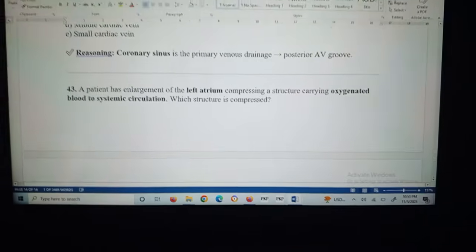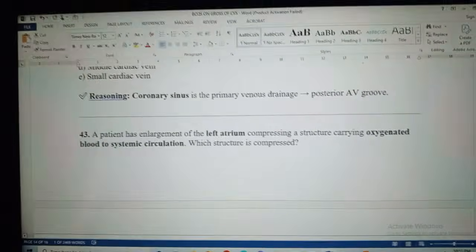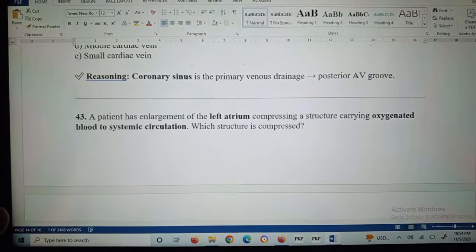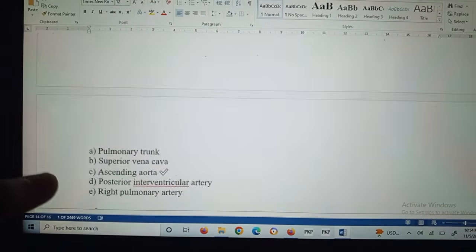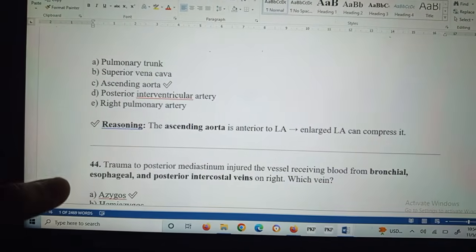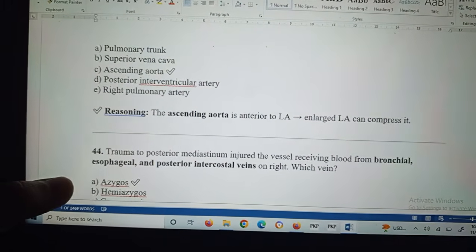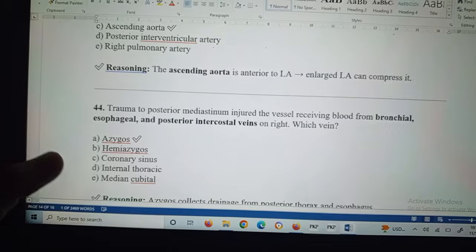A patient has enlargement of the left atrium compressing a structure that carries oxygenated blood to the systemic circulation. Which structure is compressed? Ascending aorta is compressed. Ascending aorta is anterior to the left atrium. An enlarged left atrium can compress it.